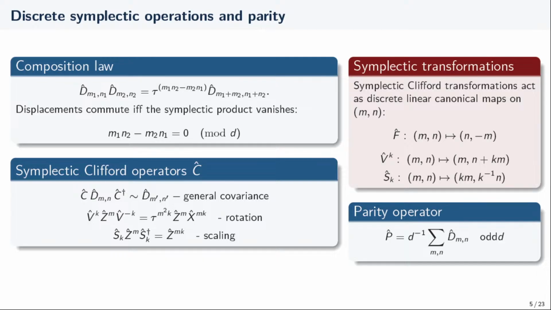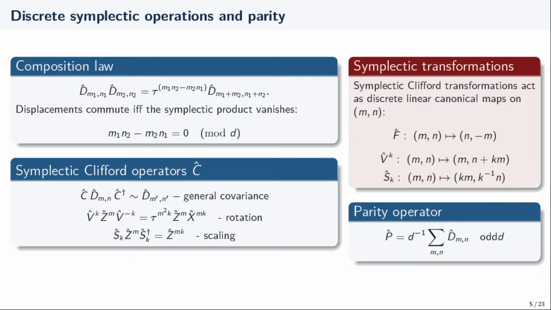But in addition to those displacement operators, we have something else. We have operators similar to symplectic ones. These operators are called symplectic Clifford operators, that can change indices of our displacement operator in a designed way. So we can find an operator which changes m, n to m prime, n prime. What are typical operators we have? We have the so-called rotation operator.